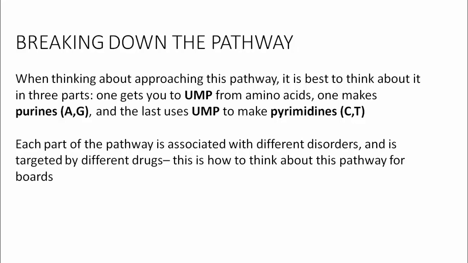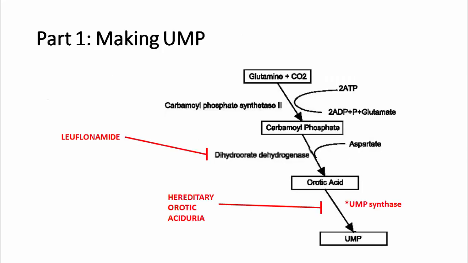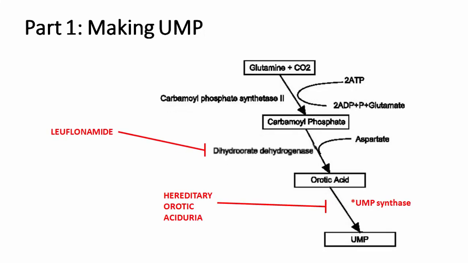And the last is going to use the UMP that we synthesized earlier to make pyrimidines. So each one of these aspects of the pathway is associated with different disorders and is targeted by different drugs. So that's what you want to focus on again when you're thinking about this pathway for boards. So let's look at part 1, which focuses on making UMP.